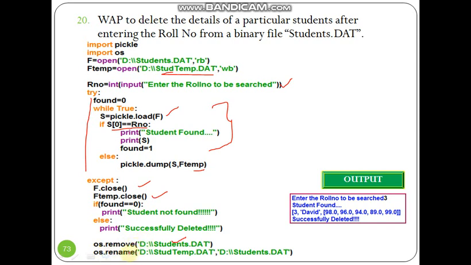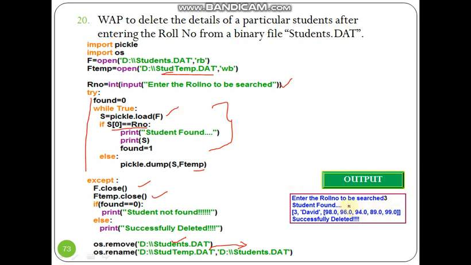Now we are renaming the temporary file as student.dat. So this name is changed to student.dat, and this is our original file now. In this way, using a temporary file, we are deleting one record from student.dat. So this is a different way of approaching it, using a temporary file.